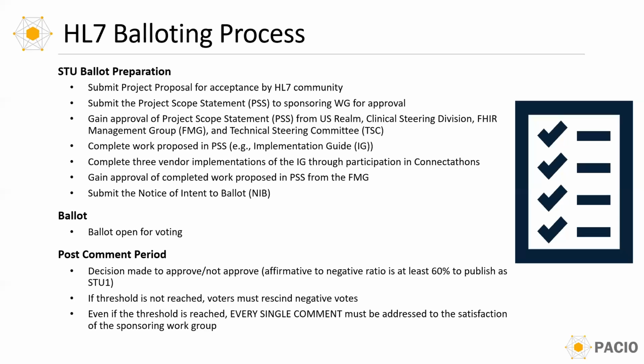Finally, there is a post-ballot comment period during which a decision is made to approve or not approve. Affirmative to negative ratio must be at least 60% to publish as STU 1. If that threshold is not reached, voters must rescind their negative votes. Even if the threshold is reached, every single comment must be addressed to the satisfaction of the sponsoring work group before the standard may be published.